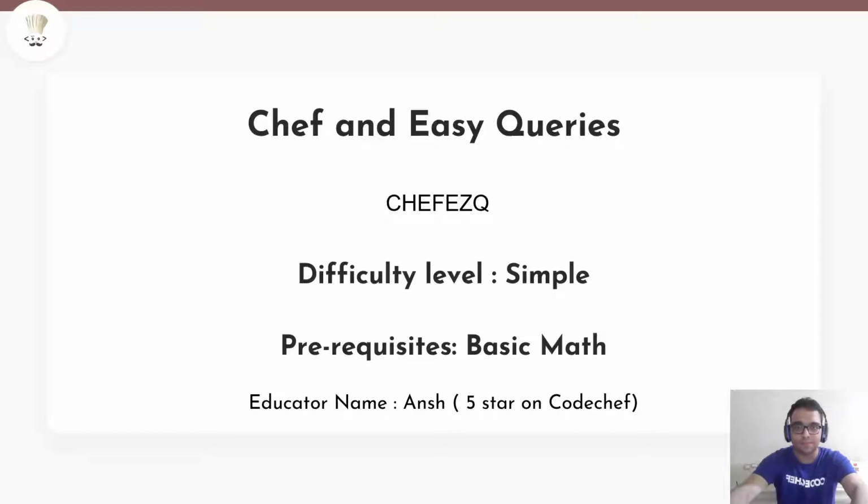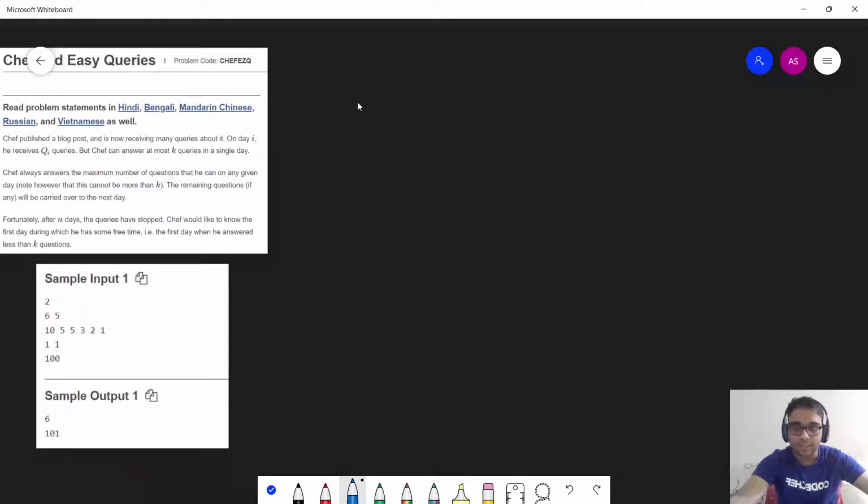Let's proceed to the problem statement. Okay, let's try to understand the problem statement. So Chef published the blog post and now is receiving many queries about it. On day i, he receives Qi queries. But Chef can answer at most K queries in a single day. Chef always answers the maximum number of questions that he can on any given day. The remaining questions will be carried over to the next day.